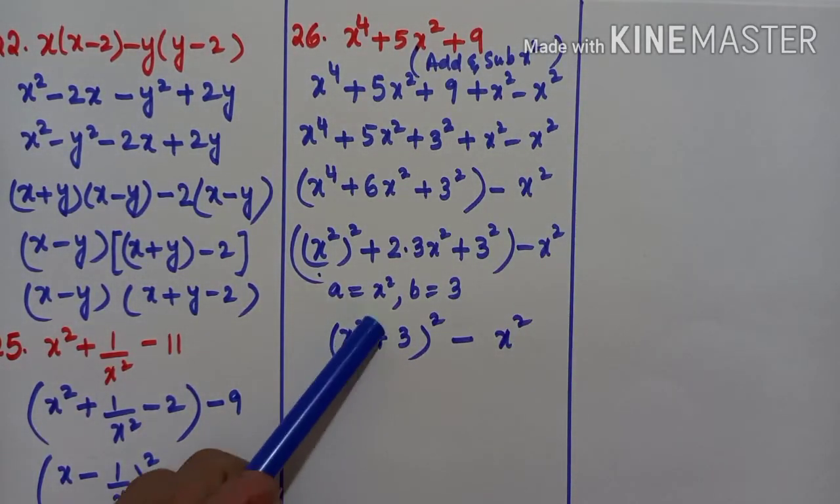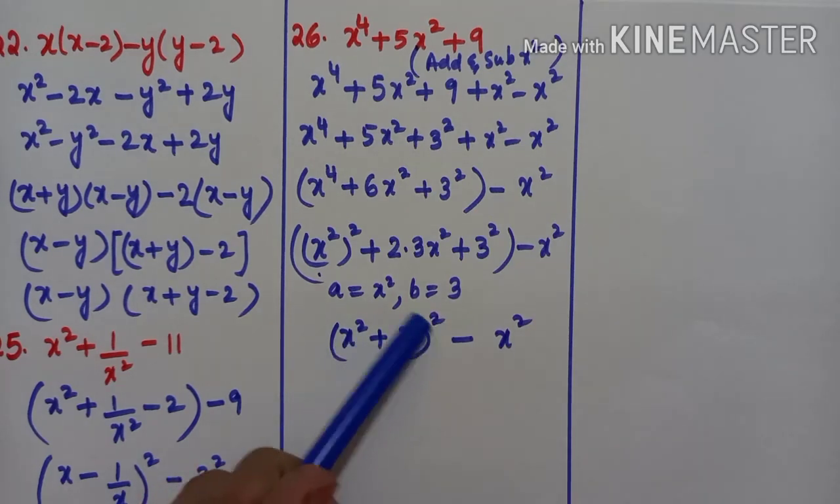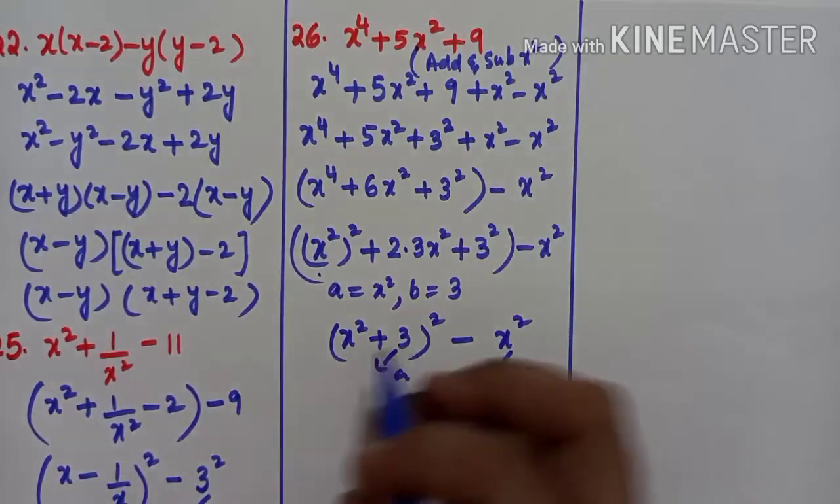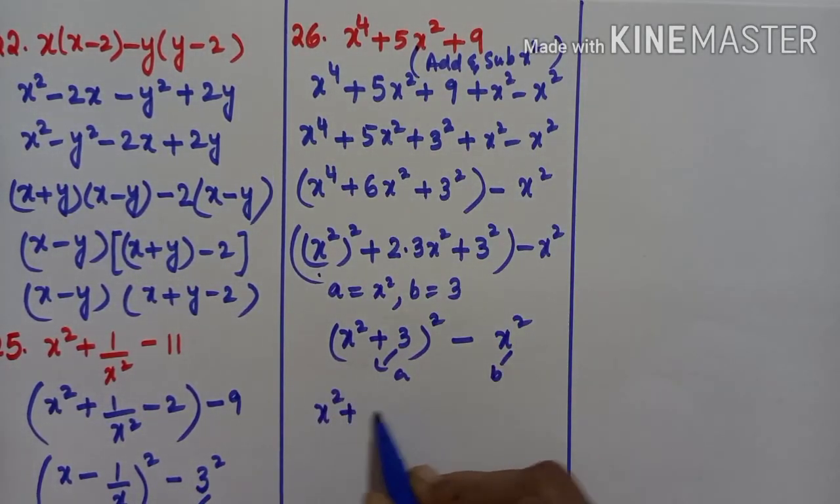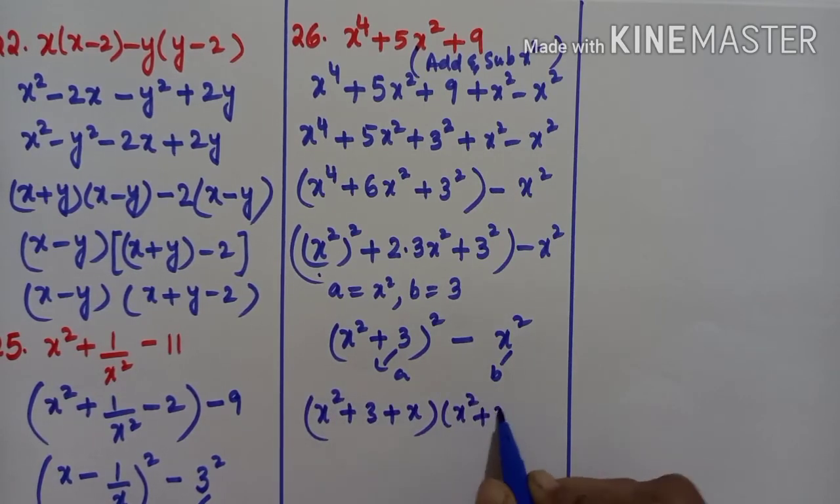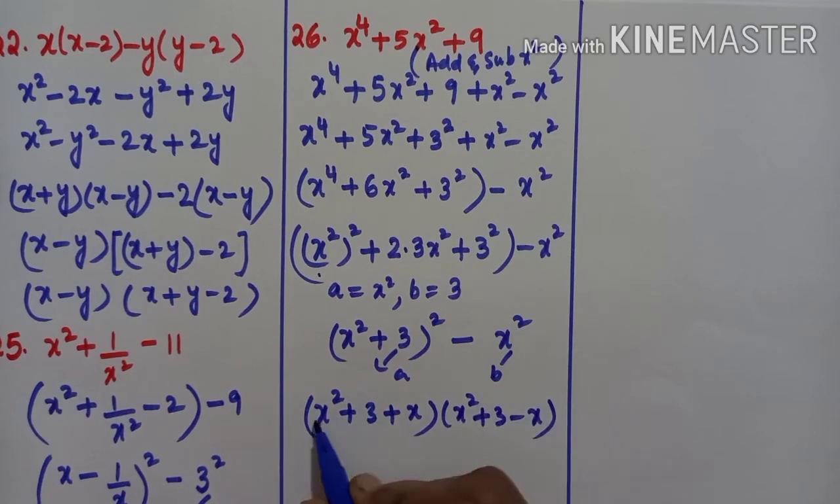Now x square plus 3 whole square. So let us just assume whatever is inside the bracket as a. This is a and this is b. A square minus b square. So a square minus b square will be a plus b into a minus b. This is a plus b. This is a minus b.